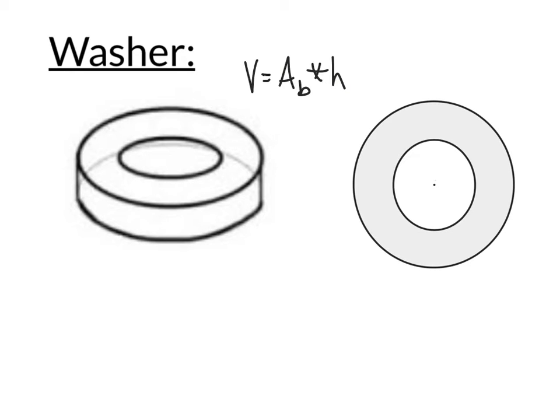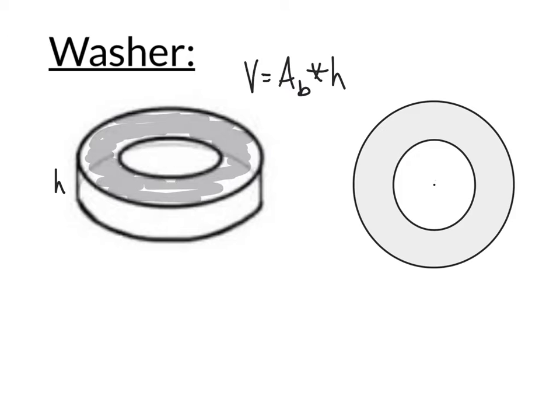The thing is, in our washer, we do have a height or the depth of the washer, but its base has a unique shape. It's this. It's a circle with a hole cut out of the center. Describing that shape as a circle with a circular hole taken out of it helps us to define the area of the base and helps us to calculate it.